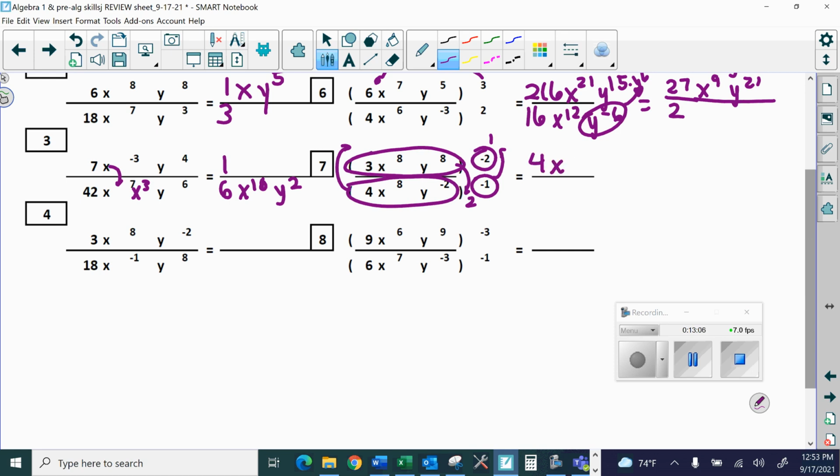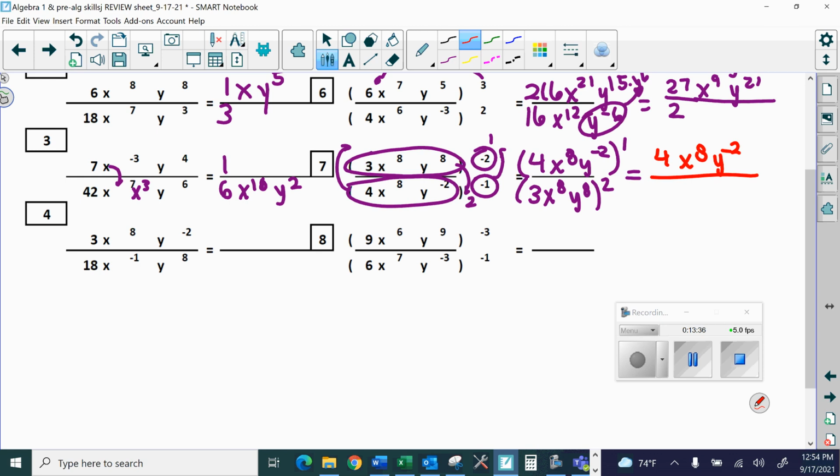So I have 4x to the 8th, y to the negative 2 now, and that's to the power of 1 because I moved it up. And then I have down here 3x to the 8th, y to the 8th to the power of positive 2 because it moved down. So it's now positive in the denominator. Now I need to go ahead and simplify. Anything to the first power is itself, so that just stays 4x to the 8th, y to the negative 2 over, now I square everything in here, 9x to the 16th, y to the 16th.